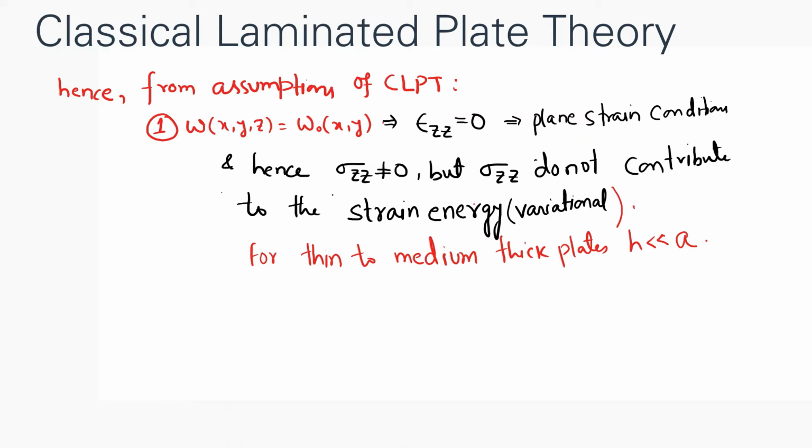So here it's stated that epsilon zz is equal to 0 from assumption 1. So this implies a plane strain condition, hence sigma zz is not equal to 0. If epsilon zz equals 0, then sigma zz can't be equal to 0 from the Poisson's or constitutive relations. But sigma zz does not contribute to the strain energy or variational principle. For thin to medium thick plates, we know that h is much, much less than a. In other dimensions, we can see that the thickness dimension is much smaller than the other two dimensions.